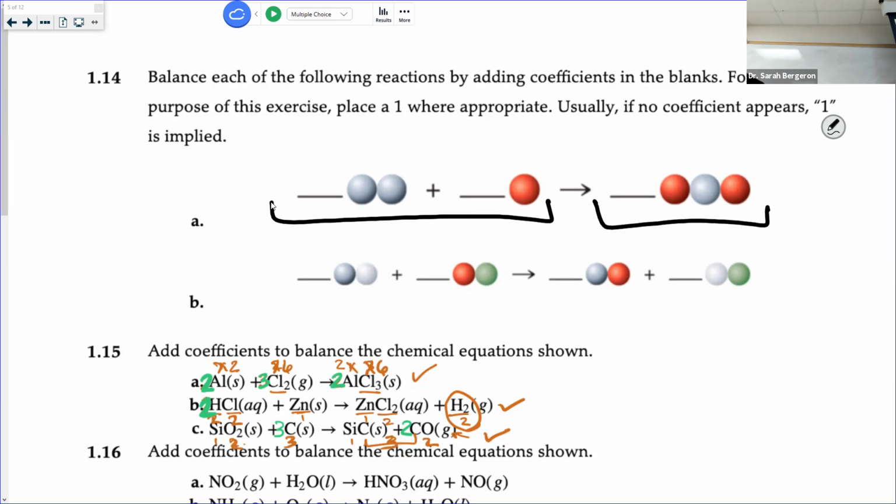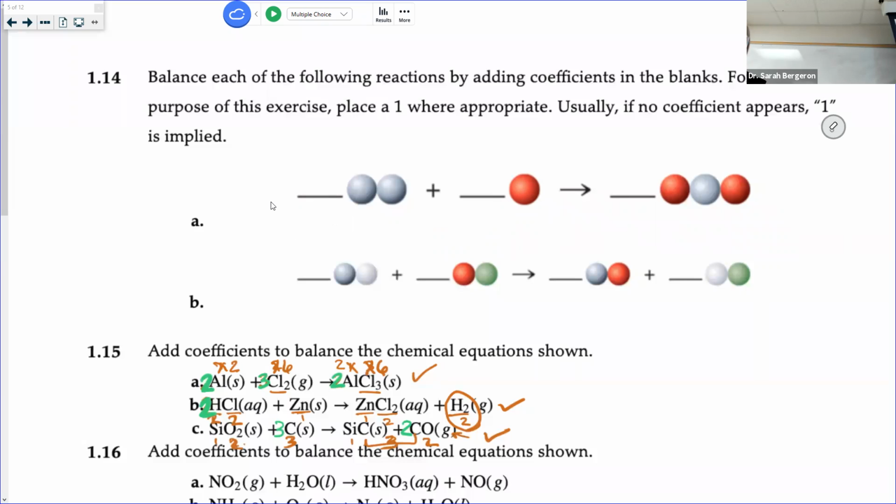So what do we call the stuff on the left? Reactants. What do we call the stuff on the right? Products. And that's a yield sign in the middle, right? So I'm going to use reactants and products in my terminology from here on out.